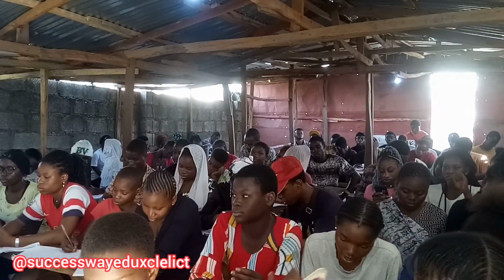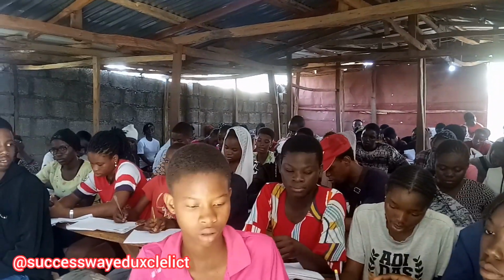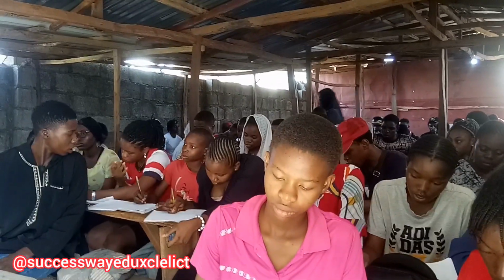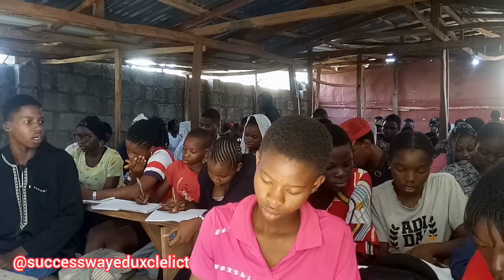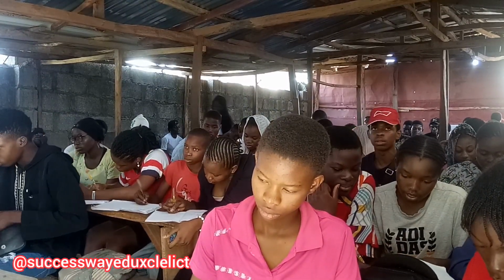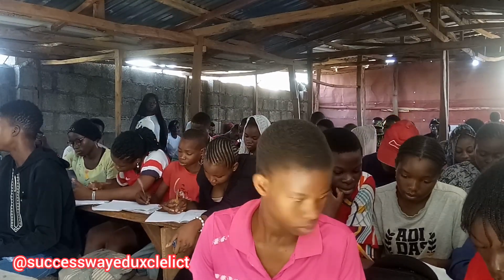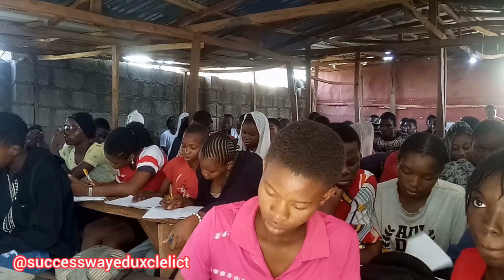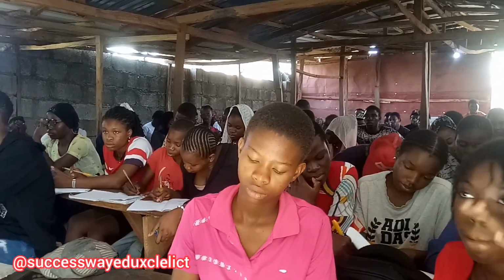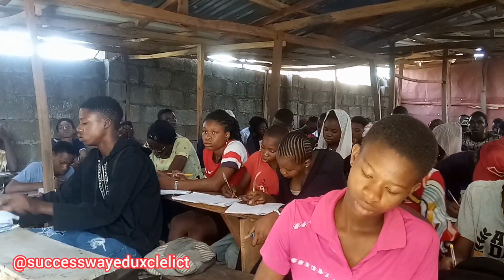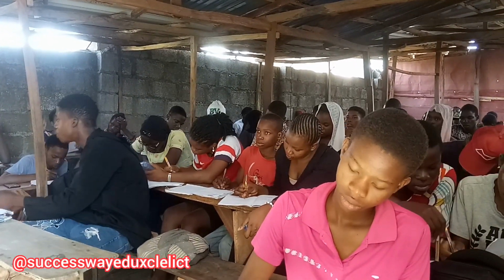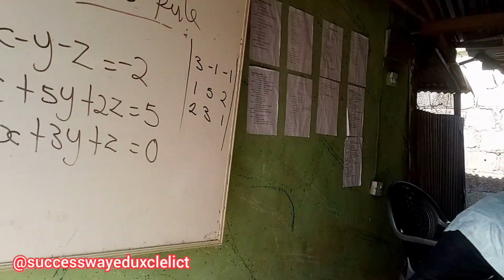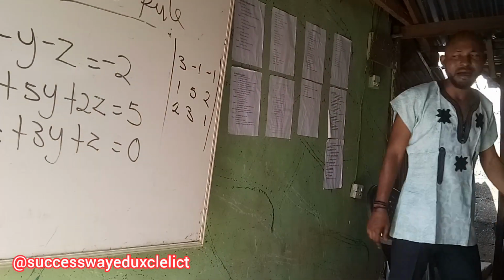Solve the following equations simultaneously using the determinant method. I told you the first thing you need to do is to look for the overall determinant. So your matrix should be 3, minus 1, minus 1 for the first row. For the second row, that should be 1, 5, and 2. And for the last row, 2, 3, and 1. Then you solve the determinant for a 3 by 3 matrix. That should serve as your overall determinant.